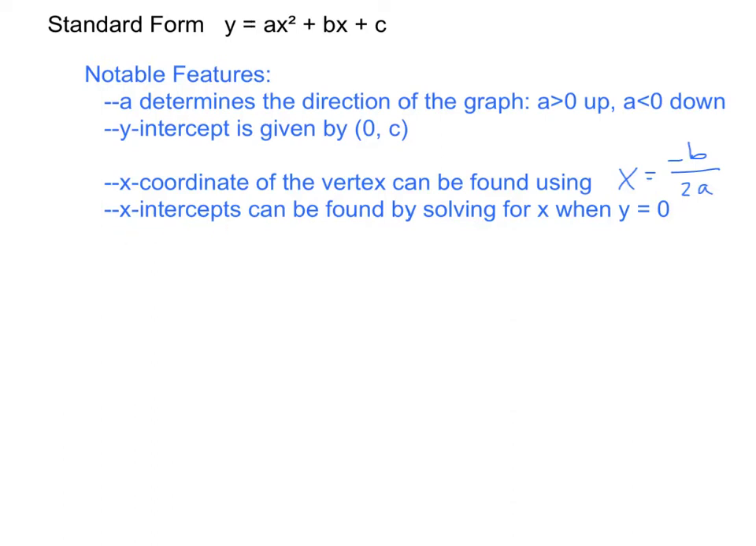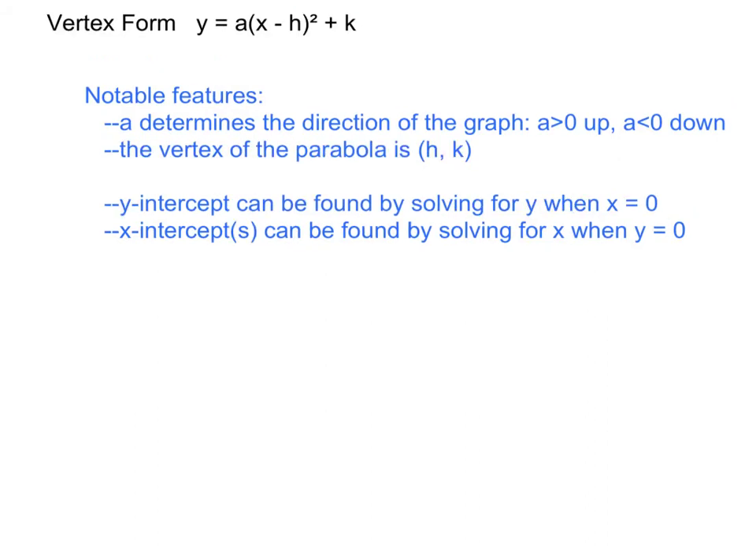Similarly, the x-intercepts can be found, but they're not as easy in standard form. To do it, you set y equal to 0, and then solve the quadratic equation, which requires factoring, the quadratic formula, or completing the square. It actually probably takes the most work to get the x-intercepts out of standard form, but it can be done. Okay, so that's the 2-minute overview of what standard form is about.